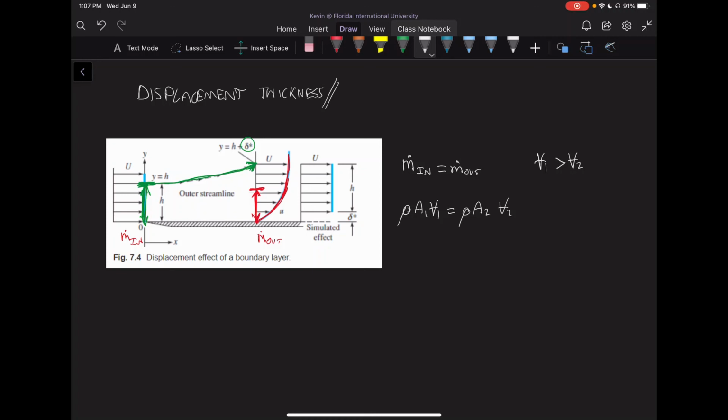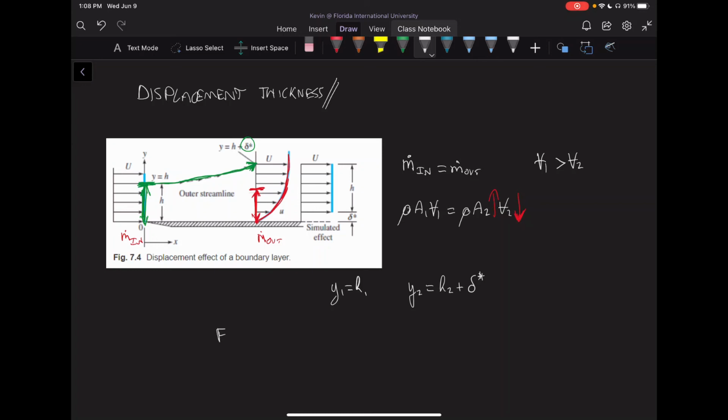Okay? So if V1 is greater than V2, that means that V2 is smaller. So in order to conserve mass, the only way to conserve mass is to make area 2 greater. So that's why the y increases. Okay, so instead of y being equal to h at point 1, we can say that y1 is equal to h1. At point 2, y2 has to be equal to h2 plus this new term called d star. We're going to call it d star, where we have an increase in thickness.